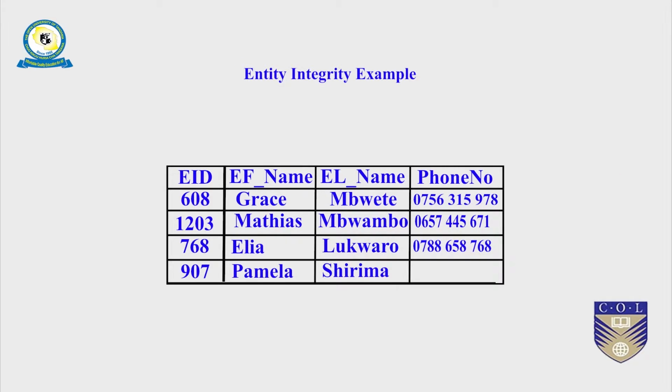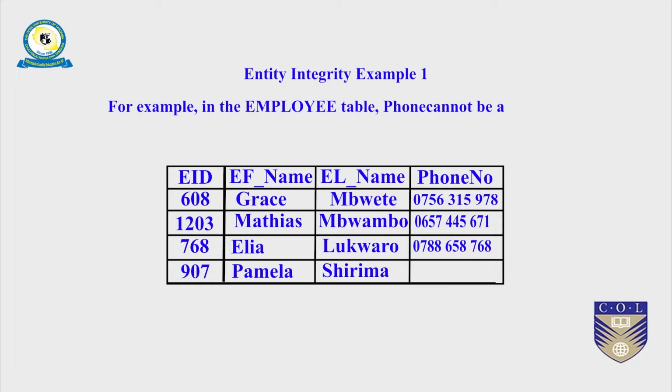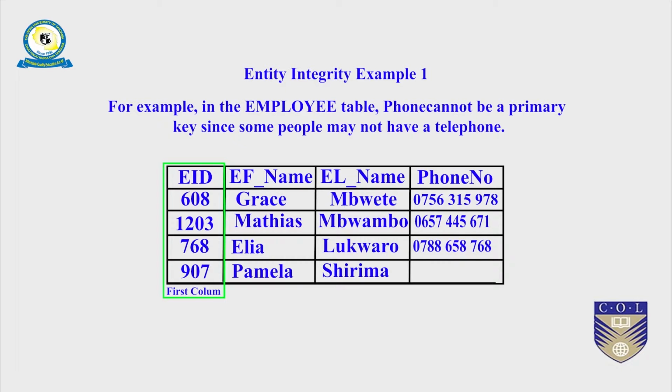Let us look at entity integrity example number 1. Let's look at this employee table, where you have 4 columns or 4 attributes. The first column is employee ID, the second column is employee first name, the third column is employee last name, and then you have a phone number. Out of these 4 attributes, the one that best satisfies the condition of being a primary key is employee ID. This is because it's unique and it's available in every row in that particular table.